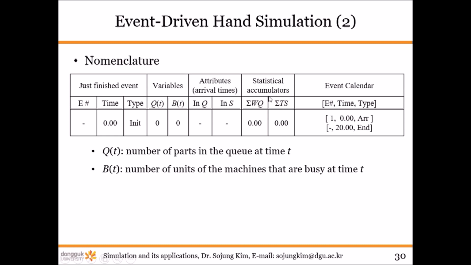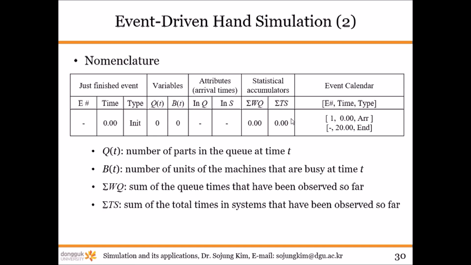Last, you can consider time-persistent statistics as well as tally statistics, but in this example we only have two tally statistics. WQT is the sum of the queue times that have been observed so far, and the last one, TS, is the sum of total time in the system that has been observed so far. All right, so this is the definition of the major symbols used in the event-driven hand simulation.